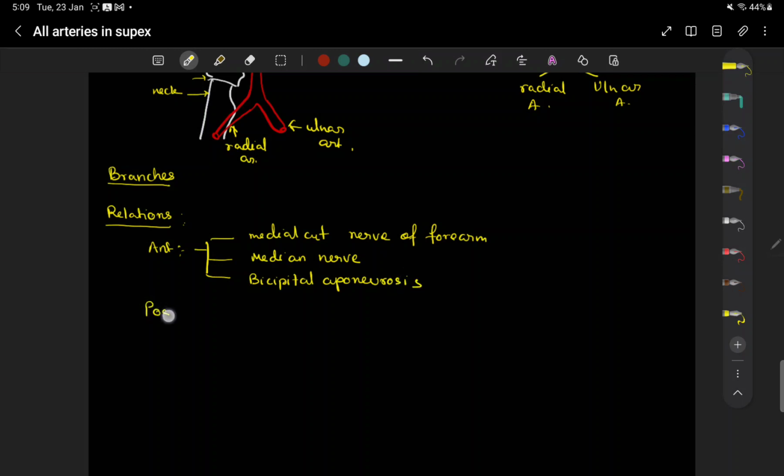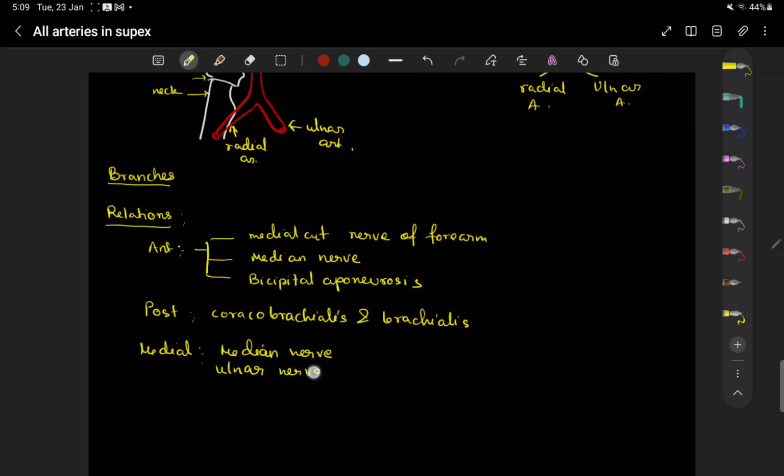Next is the posterior. अगर posterior relations के बारे में बात करेंगे, if you imagine it lies on the coracobrachialis and the brachialis muscle, तो posteriorly coracobrachialis and brachialis. And you know what, dissection classes जितना attend करोगे ना, this will aid in your memory. Anterior, posterior, फिर medially क्या lie करता होगा. Medially again we have the median nerve, and also the ulnar nerve होता है, तो it generally lies medially only, so ulnar nerve.